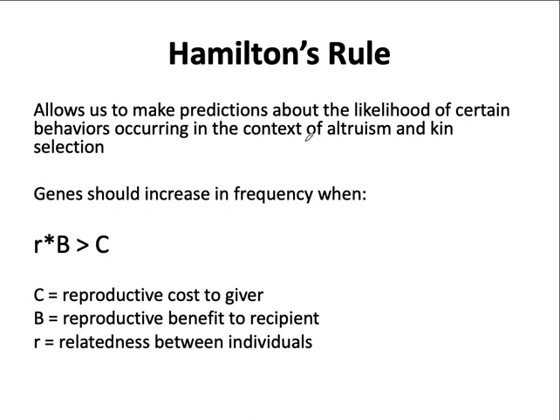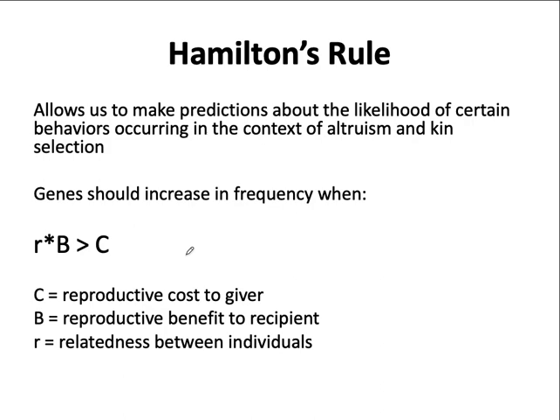So under Hamilton's rule, genes should increase in frequency when R times B is greater than C. This means that whatever this product is, it is greater than C, whatever that number is. So R is relatedness between individuals, between an actor and a recipient, or a donor and a recipient. And B is the reproductive benefit to the recipient, whereas C is the reproductive cost to the giver.